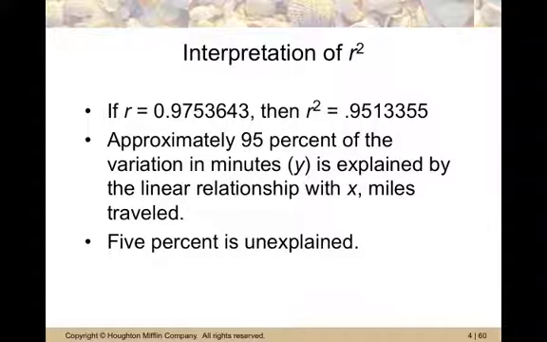So if 95% is explained, there's only 100% of anything. So 100% of the variation minus the 95% that is explained leaves 5% that is unexplained.